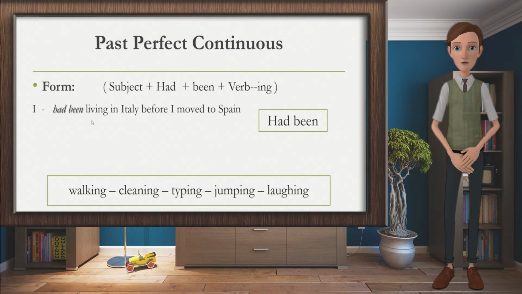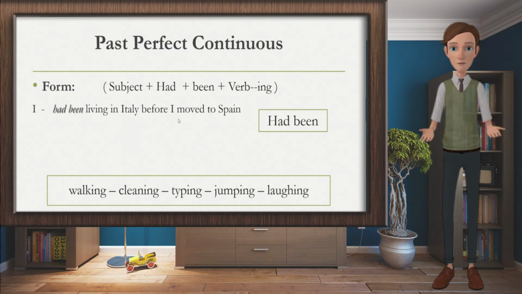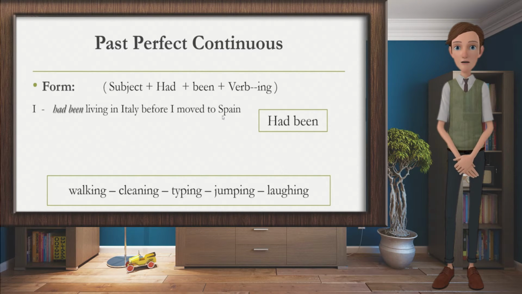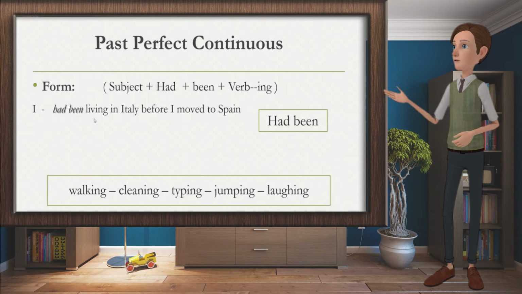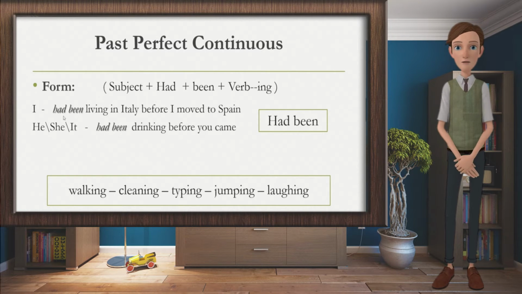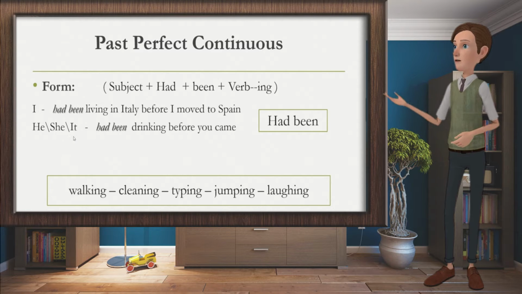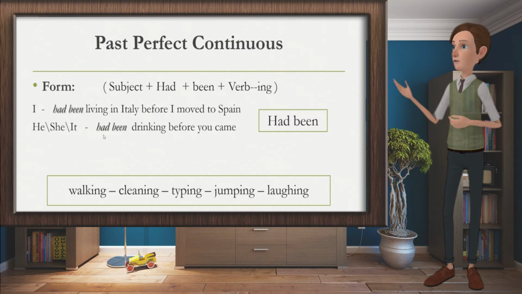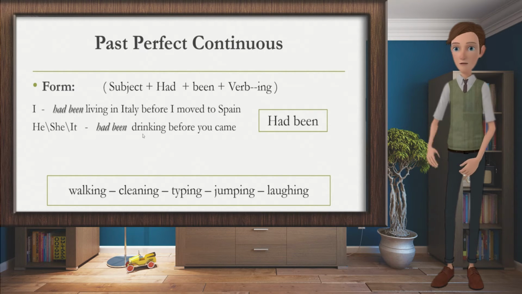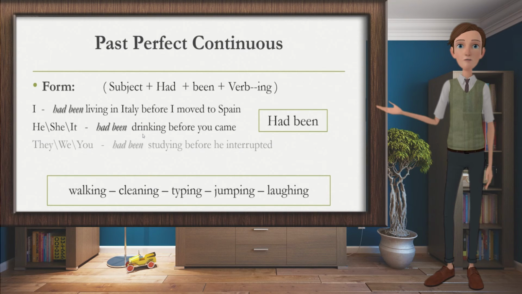I had been living in Italy before I moved to Spain. So with I, we use had been plus verb with ing. He, she, or it had been drinking before you came. So with he, she, and it, we use had been plus verb with ing.